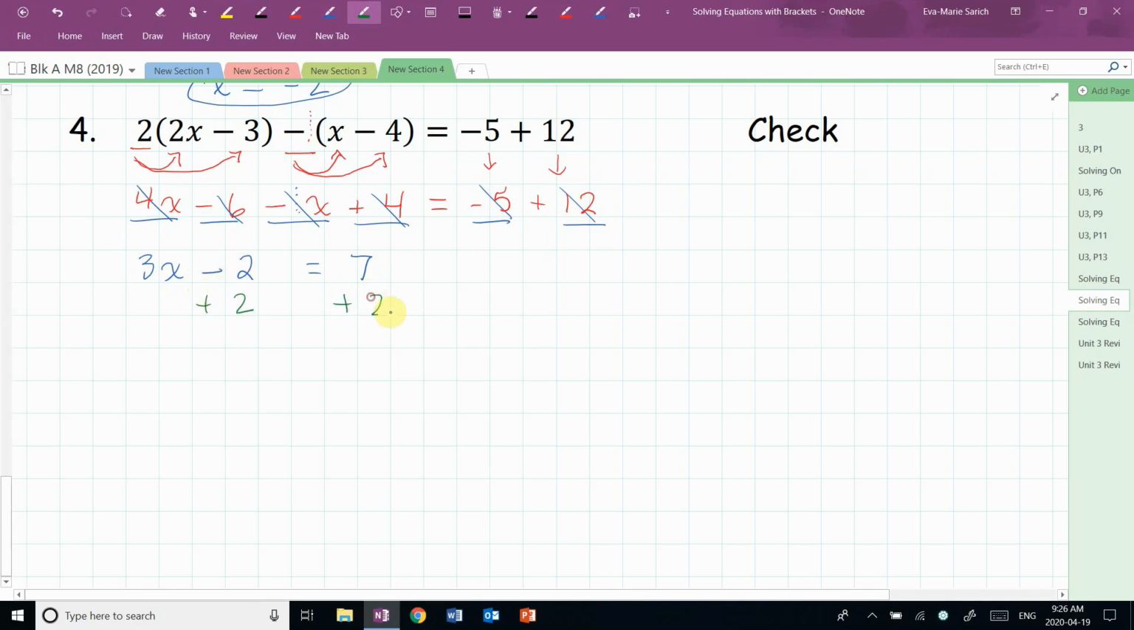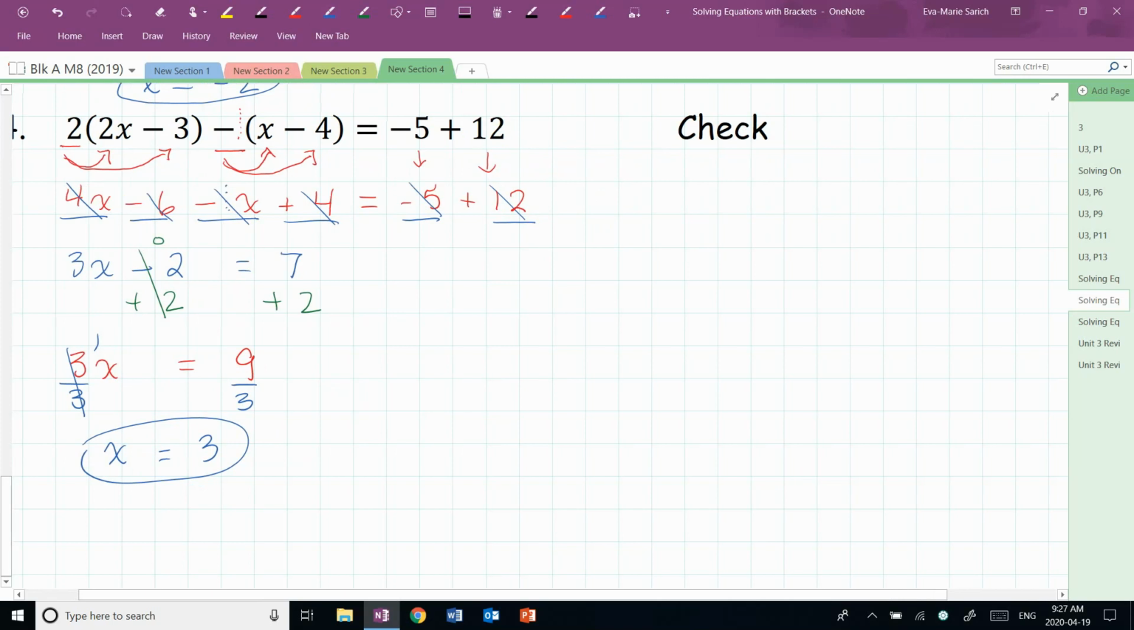That means we're going to add 2 to this side, and the subtract 2 add 2 becomes a 0. So now when we bring down what's left, on the left we have 3x. On the right, we're going to have 7 plus 2, which is equal to 9. Now, get rid of the multiply by 3 by dividing by 3. 3 divided by 3 gives us 1. 1x is the same thing as x, and 9 divided by 3 is 3. We've solved it.